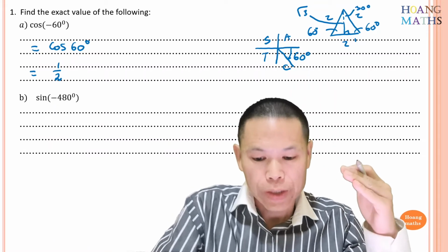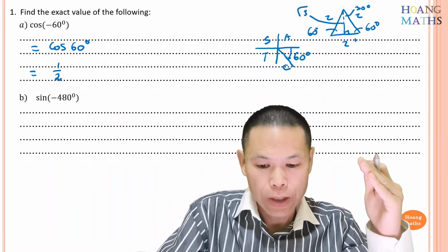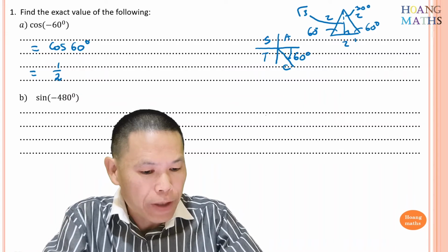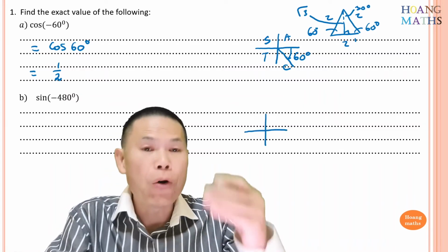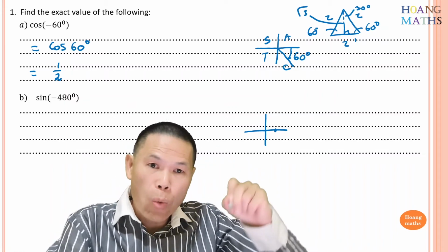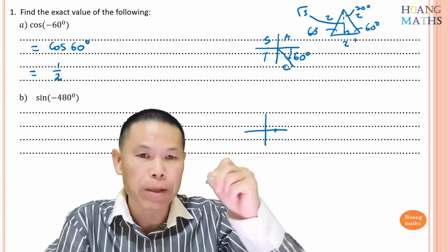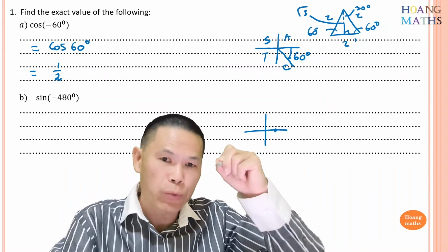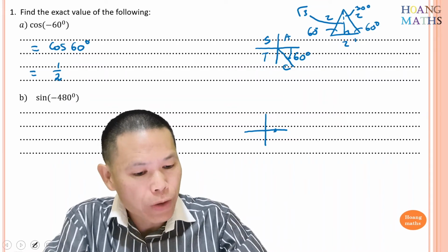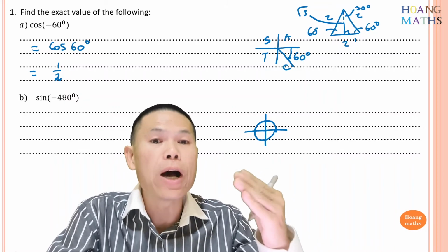Second one, sine of negative 480 degrees. Let me quickly draw a diagram first. We go from the x-axis clockwise because it's negative. Remember, if it's positive, we go anti-clockwise. But because this term is negative, we go clockwise from the x-axis. From here to here is 360 already, right? And then we need to go a little bit more.